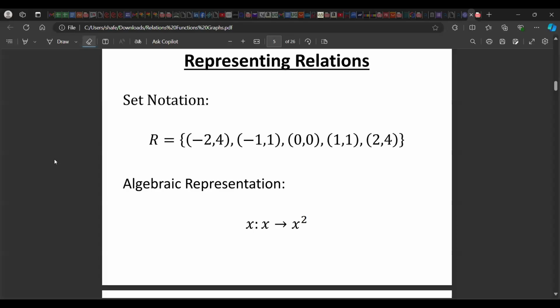So we're taking another example. We have a set of ordered pairs here: (-2, 4), (-1, 1), (0, 0), (1, 1), (2, 4). If you look at it carefully, you can see that you're taking the first member of each pair and squaring it, and you get the second member. Do you notice that? -2 squared gives us 4. -1 squared gives us 1. 0 squared gives us 0. 1 squared gives us 1. 2 squared gives us 4. Do you notice that?